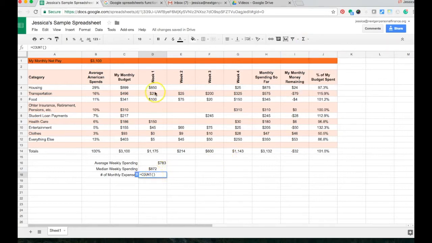And I want it to find a count of everything from my first expense, which was housing for week one. And then I'm going to highlight this entire big portion because I want all 4 weeks and I want it the whole way down my spreadsheet through my everything else category. And it tells me that I've basically made 26 entries of expenses for this month. So that's how you do average, median, and count the number of expenses that I had. And you could then explore with other functions as well, such as the min, the max, or any of the other huge number of functions in the spreadsheet.